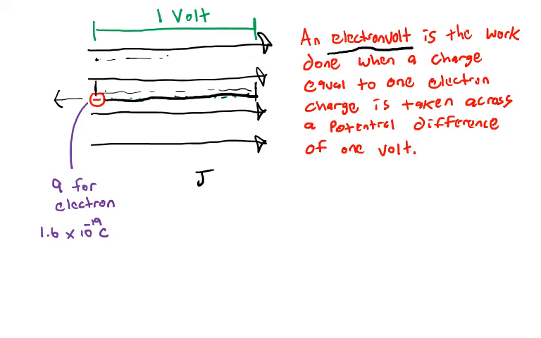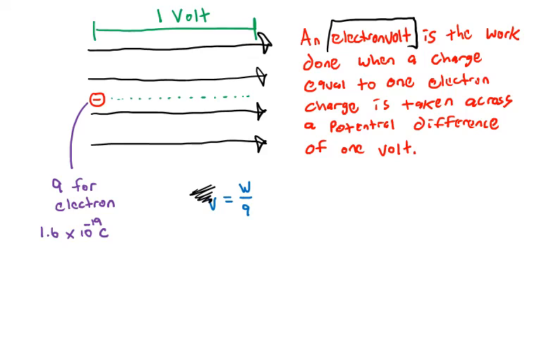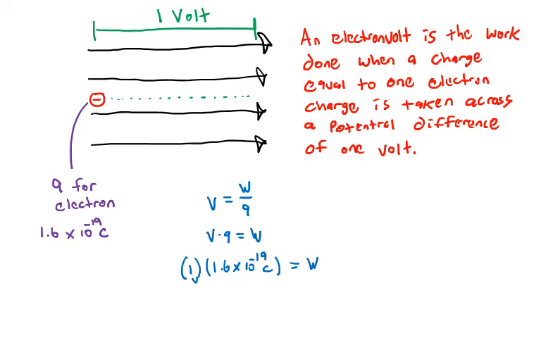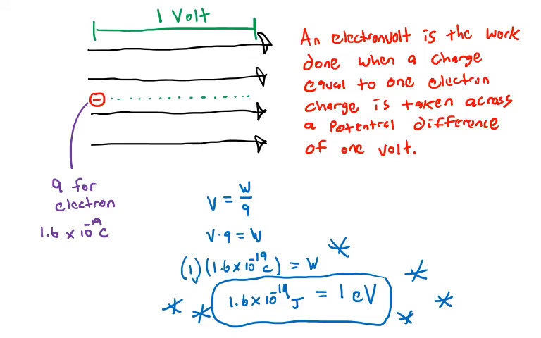And so if we consider that, we have voltage equals work done per unit charge, and we multiply those two. It's going to take 1.6 times 10 to the negative 19th joules to be able to do that, which is the same as the charge of an electron because we're multiplying the charge of an electron by 1 volt.